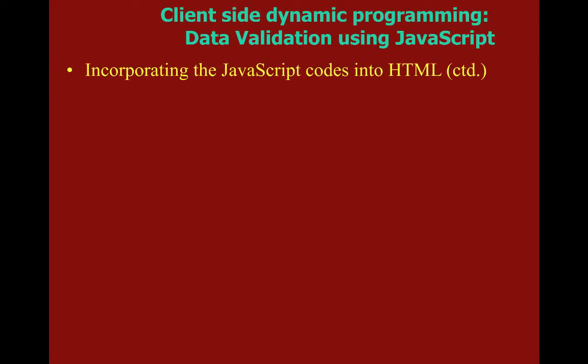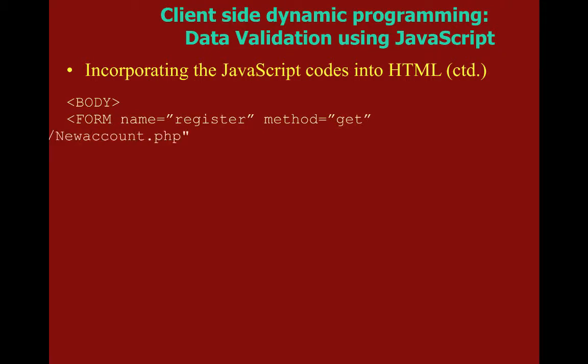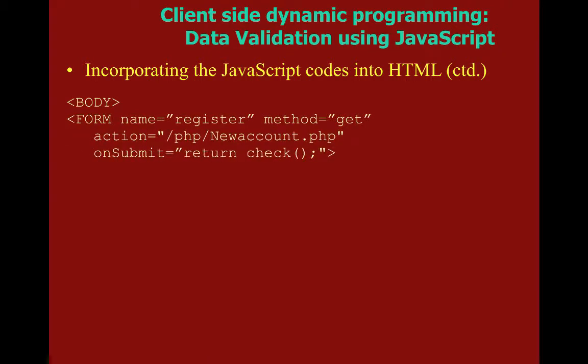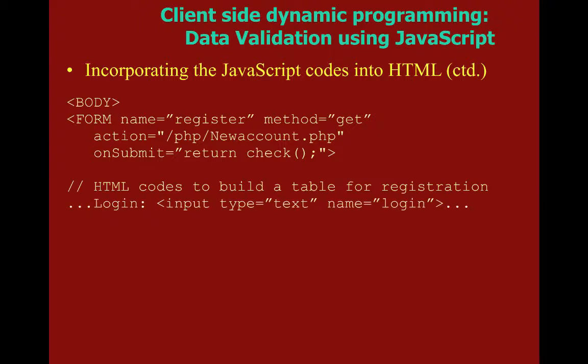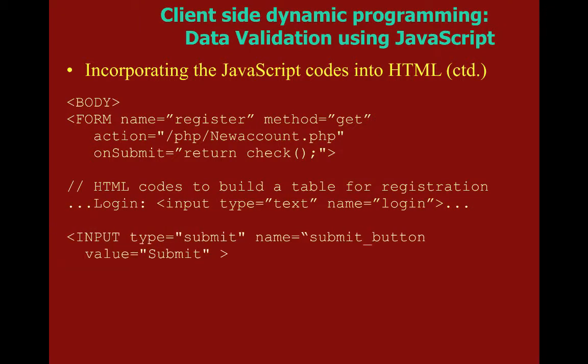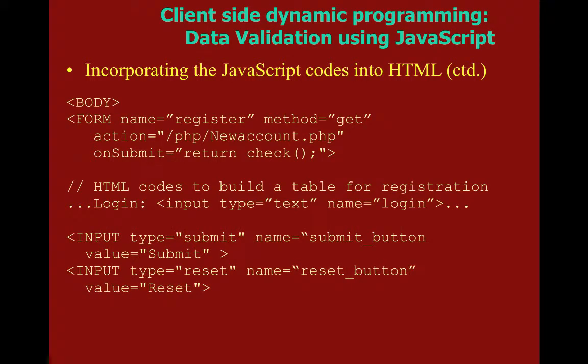Right, so you can include JavaScript code into HTML. You have the form that you saw in the previous slide, and notice that there are some attributes like name, method, action. The idea is that when the user types stuff into the form and clicks on the submit button, the onsubmit attribute equals return check. The browser will then call the function check that is specified in the onsubmit attribute.